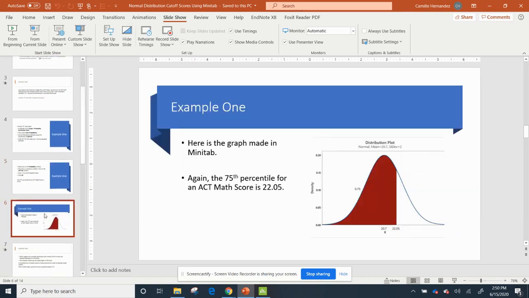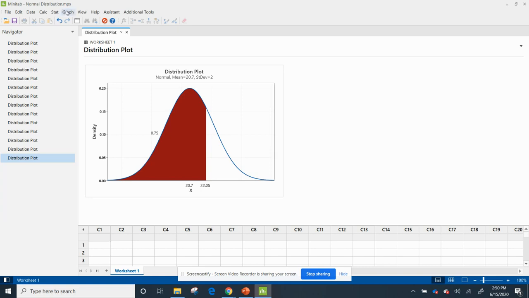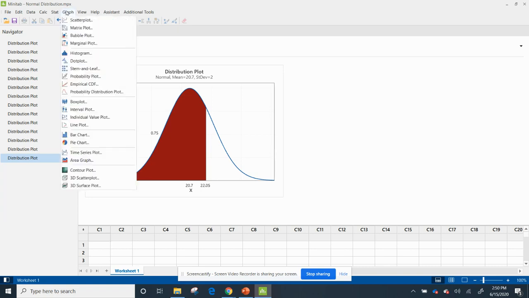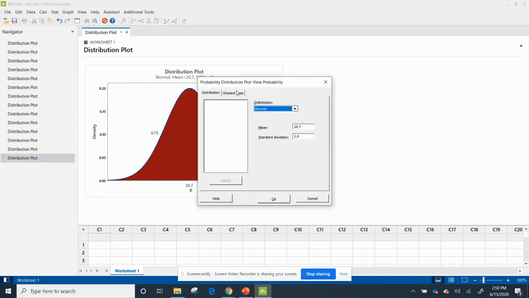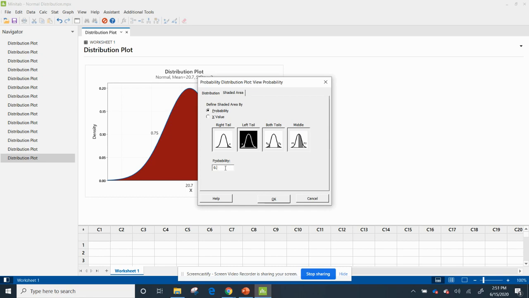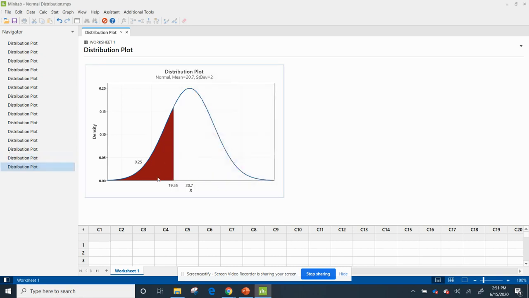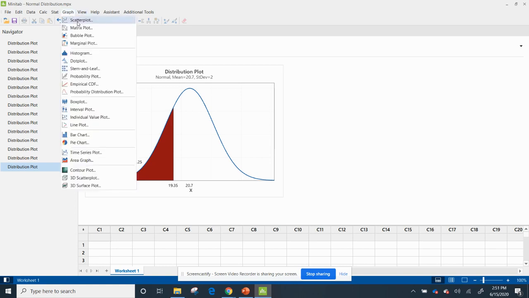So think about it. We could do that with other things. Say if I wanted to do 25%, we're just going to do 25% right fast. Go to Graph, Probability Distribution, go to View Probability, hit OK, go to Shaded Area, and then I'm going to just change this to 25%. And look, 25% of the data, 19.35. It's on that side. Let me show you another one, and this might help drive it home a little more.